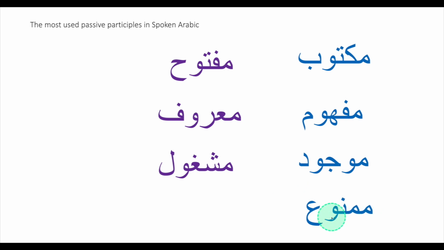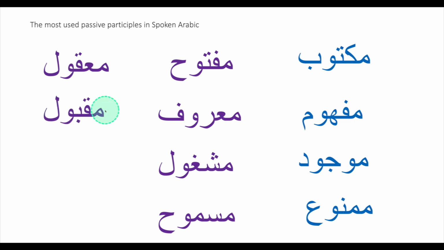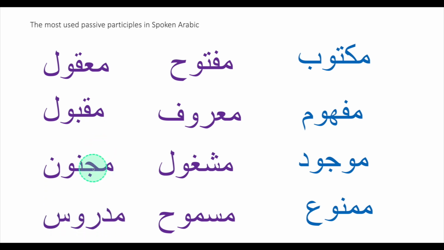ممنوع, prohibited. مسموح, allowed. معقول, reasonable or believable. مقبول, acceptable. مجنون, which means crazy. And مدروس, which means studied.